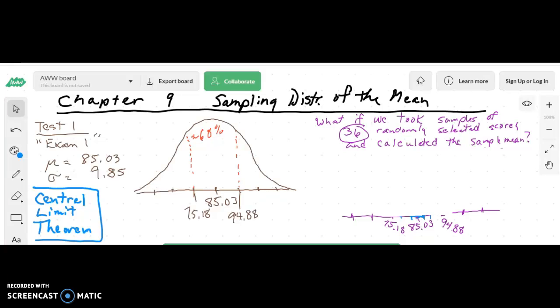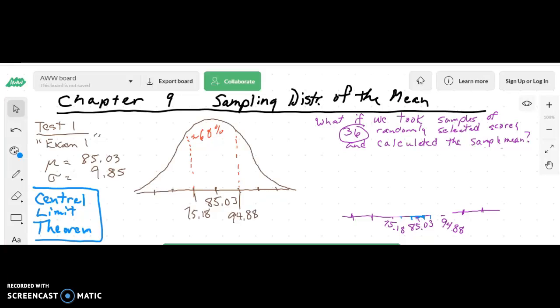We know that about 68% of the time, if you selected an individual at random from the group that produced this data, you are going to get a data point between 75.18 and 94.88. And again, that's if you're selecting one at random.